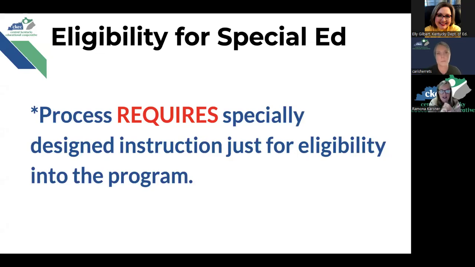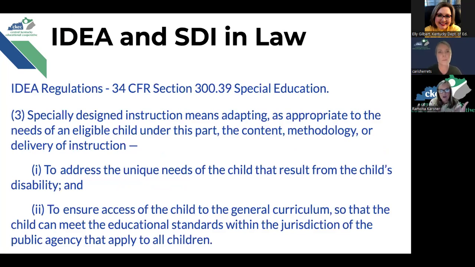And so when you look at the legal requirements to even be eligible for special education, you have to have a verified disability. You have to have an adverse effect that requires specially designed instruction. And we talk about, if you just have a verified disability and an adverse effect, you're just focusing on 504 sometimes, and you might need accommodations. But when you're really looking at eligibility for special education, that requires specially designed instruction just for eligibility into the program, which means we have to look at teaching our students with disabilities differently than what's happening in the gen ed classroom.